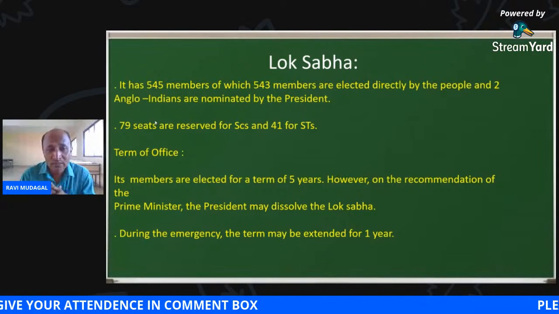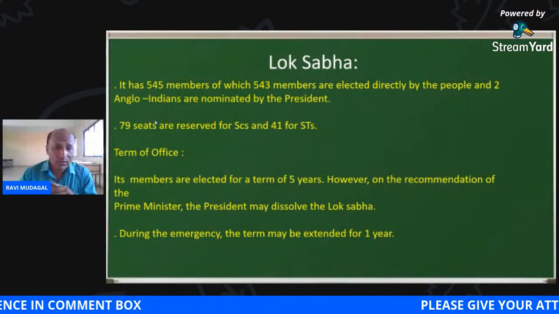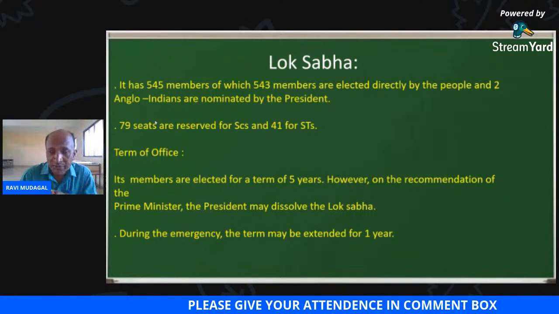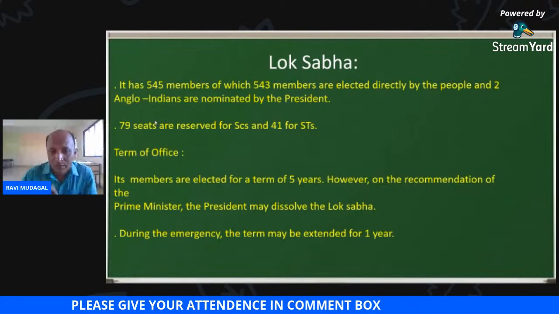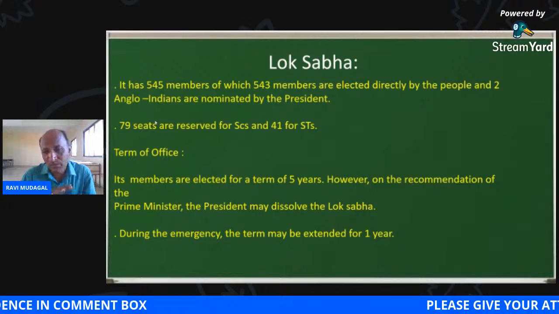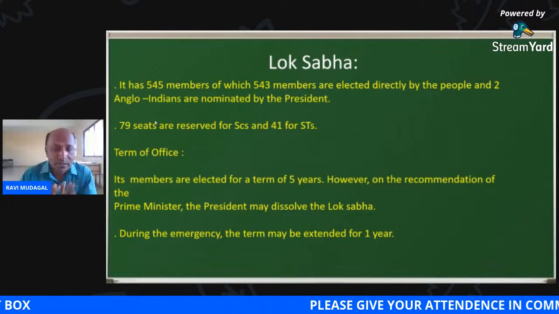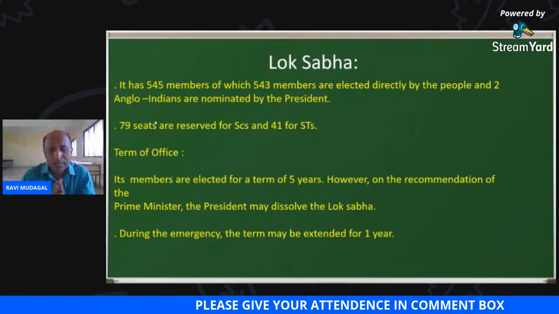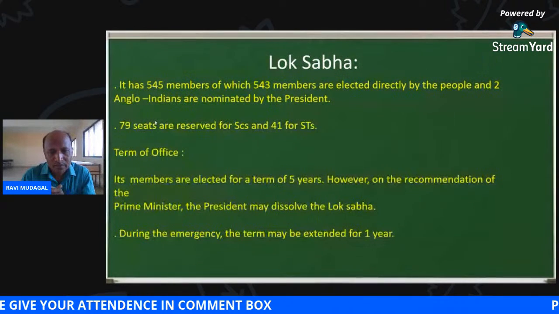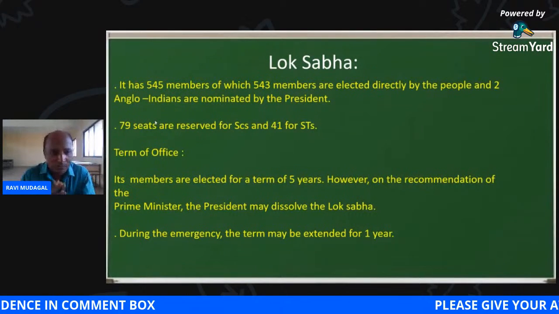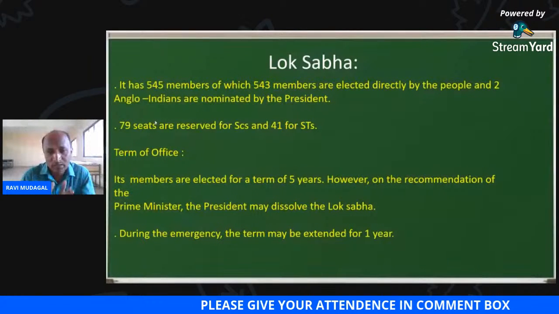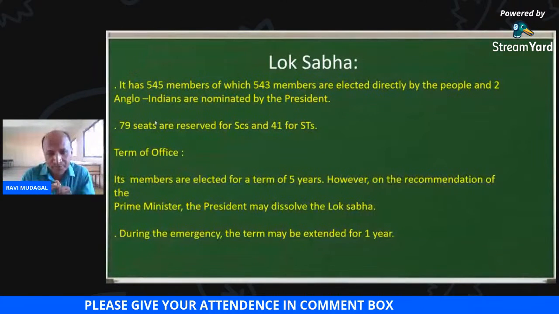Lok Sabha members are elected for a term of 5 years. However, on the recommendation of the Prime Minister, the President may dissolve Lok Sabha. When it comes to Rajya Sabha, the term is 6 years because Rajya Sabha is a permanent body. When it comes to Lok Sabha, the members are elected for a term of only 5 years.